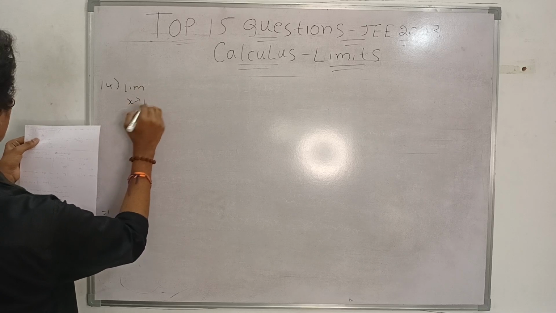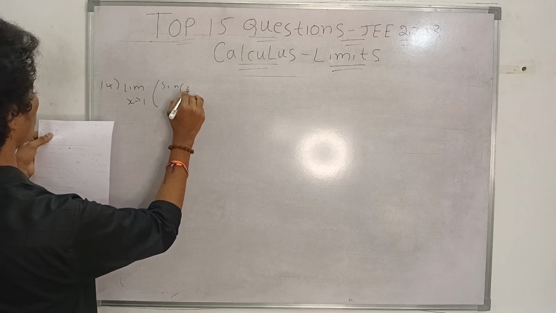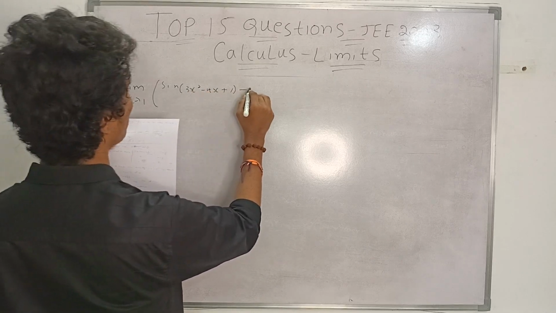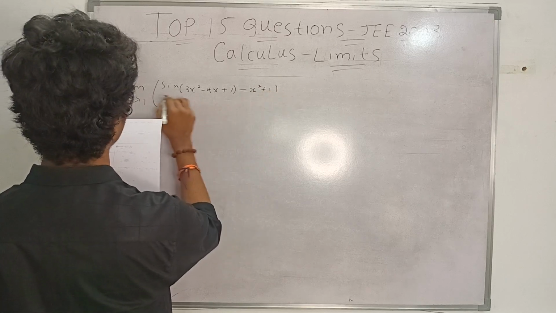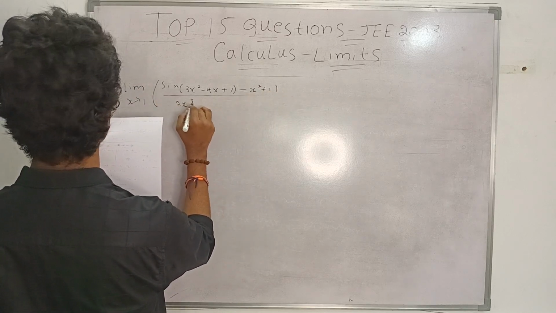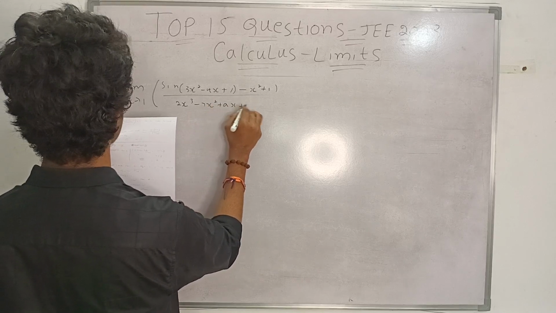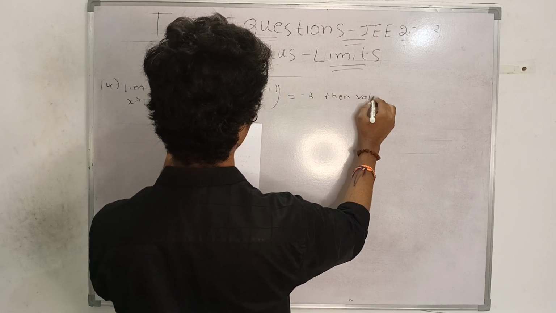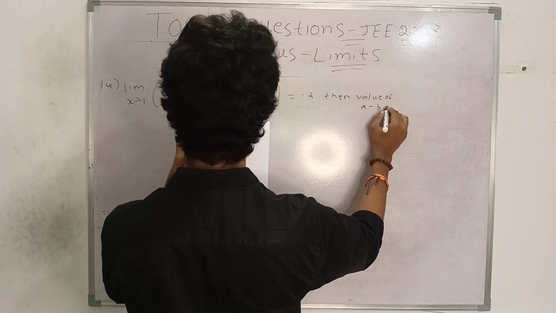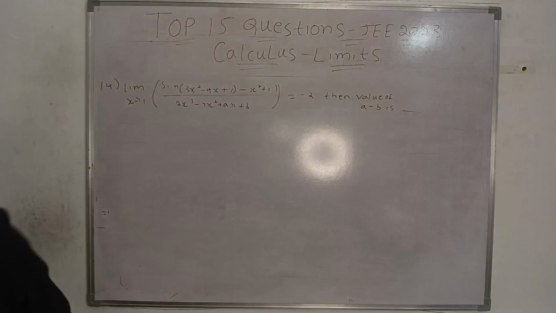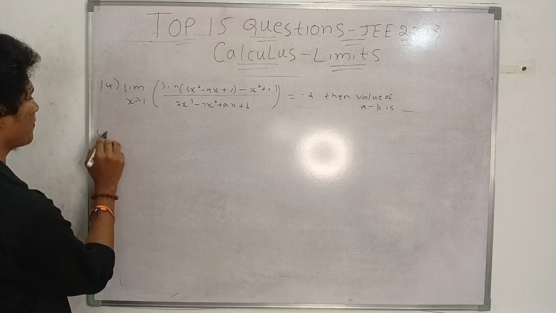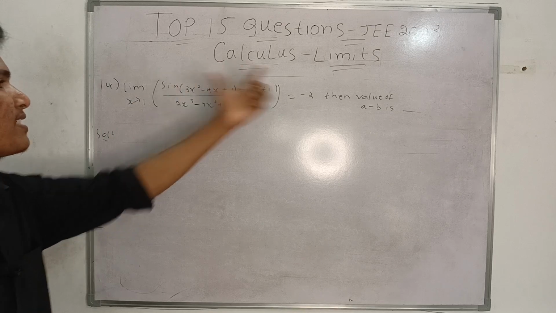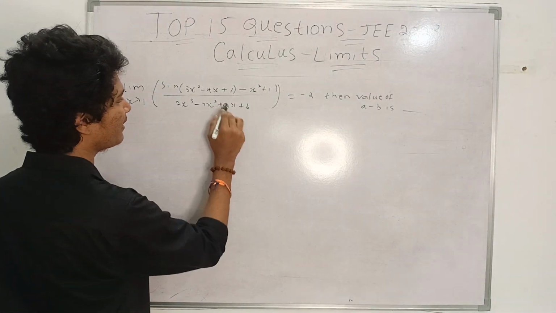Limit x tending to 1, sine of (3x square minus 4x plus 1) minus x square plus 1, divided by 2x cube minus 7x square plus ax plus b. This limit is equal to minus 2, they are saying. Then the value of a minus b is, and again now it is an integer value question. They are asking, when the limit as x tends to 1 of this thing is equal to minus 2, what is the value of a and b? Here it is a, here it is b.